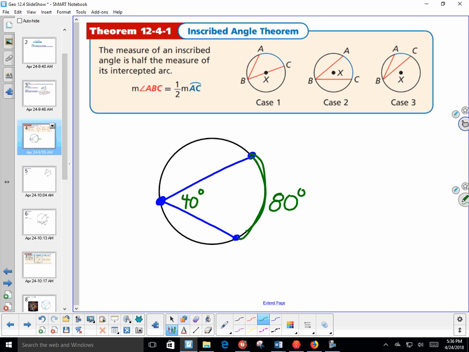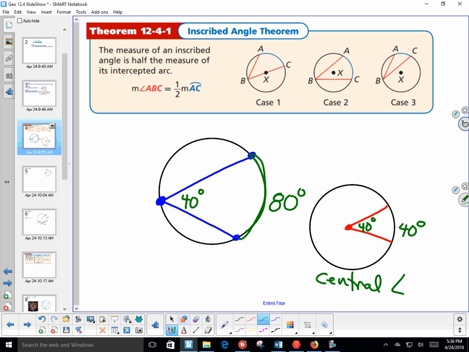Now remember, that's very different from what we were studying before when we were looking at central angles. In central angles, if this angle measured 40 degrees, then this arc would be 40 degrees. This is an example of a central angle. This is an example of an inscribed angle. I hope you're noticing the difference. The difference is all about where the vertex is. The vertex here is right at the center. That's why it's called a central angle. Whereas here, the vertex is on the circle itself.